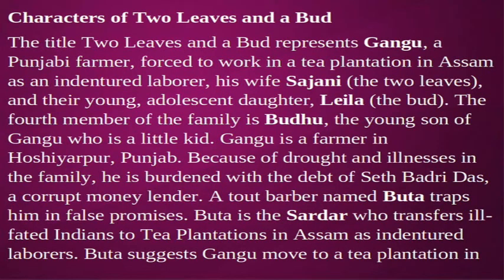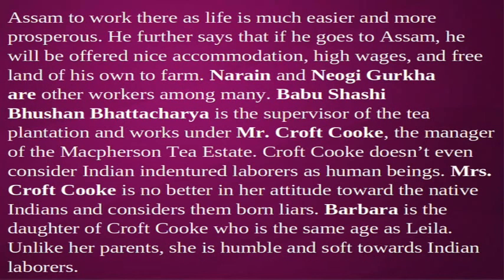Gangu is a farmer in Hoshiyarpur, Punjab. Because of drought and illnesses in his family, he is burdened with the debt of Seth Badri, a corrupt moneylender. A tout barber named Buta traps him in false promises. Buta is the Sardar who transfers ill-fated Indians to tea plantations in Assam as indentured laborers. Buta suggests Gangu move to a tea plantation in Assam to work there as life is much easier and more prosperous. He further says that if he goes to Assam, he will be offered nice accommodation, high wages and free land of his own to farm.